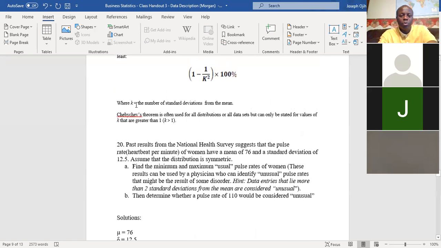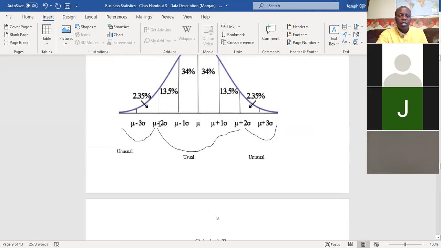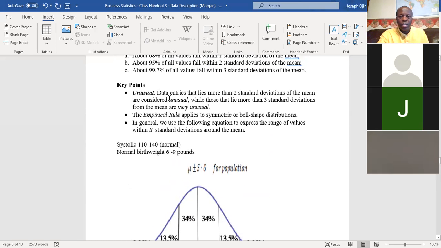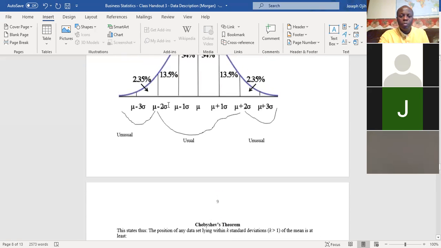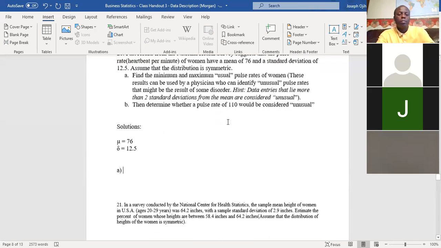Now, I've already explained to you that the usual range is mean minus 2 standard deviations to mean plus 2 standard deviations. And I have it here: data entries that lie more than 2 standard deviations from the mean are considered unusual. See? So that means these are the usual rates. Mean minus 2 standard deviations on the left side, mean plus 2 standard deviations on the right side. So I have it here.